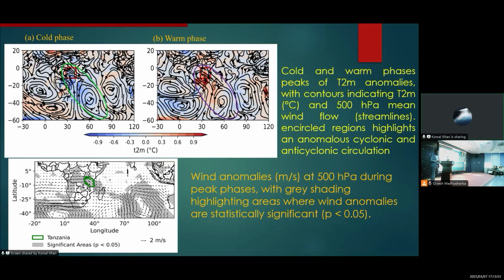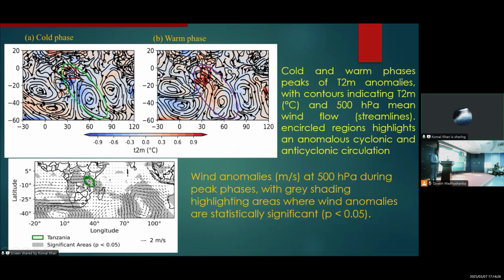But to emphasize that, I use the streamlines and pick only the two peaks. We took the cold phase and warm phase, and this is what it reveals. As you can see, it is still showing anticyclonic, and we see the extension of these streamlines from the Mascarenhas to Tanzania, coming back like this.